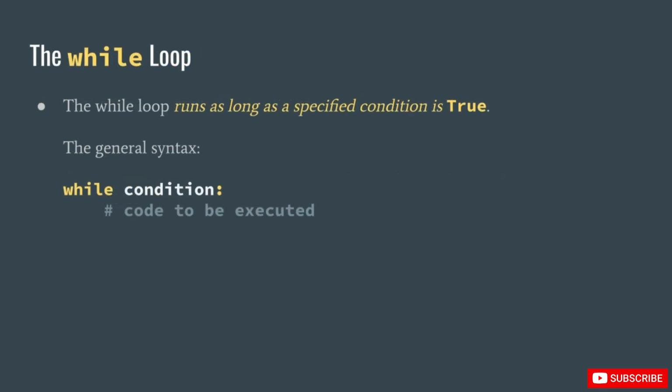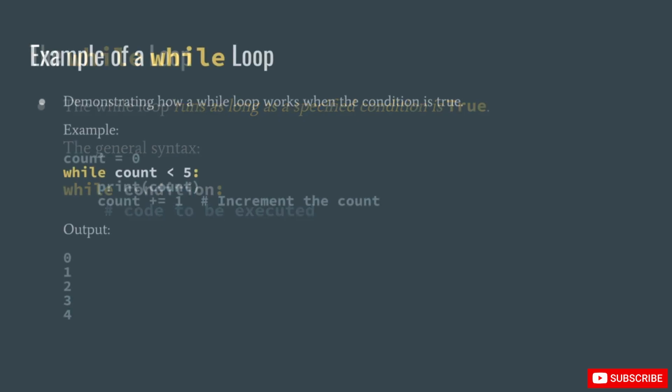The while loop runs as long as a specified condition is true. It keeps repeating the block of code inside the loop until the condition becomes false. In this case, we start with a variable count set to 0. The loop will continue running as long as count is less than 5. On each iteration, it prints the current value of count, and then we increment count by 1.